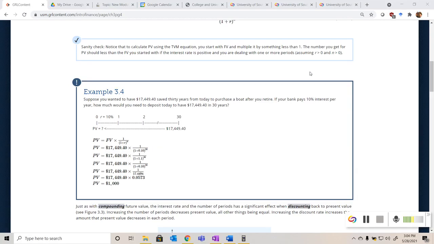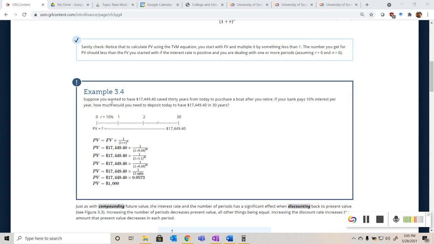Example 3.4 kind of continues with example 3.3. In example 3.3, we had $1,000 that we were going to deposit in a bank account today. We were going to let it earn 10% interest over 30 years, and we wanted to know how much we would have in our bank account at the end of that 30 years. Well, example 3.4 just kind of flips that on its head. It looks at it from the other direction.